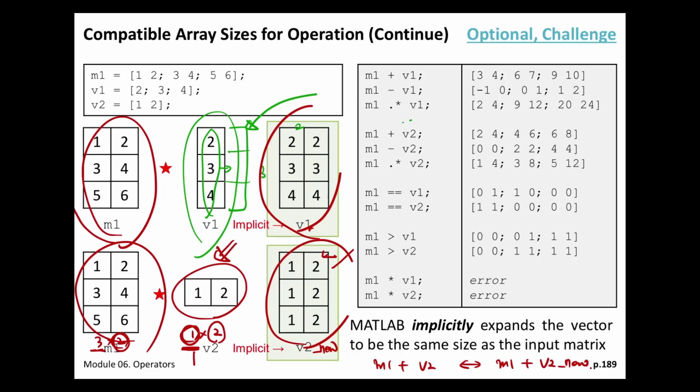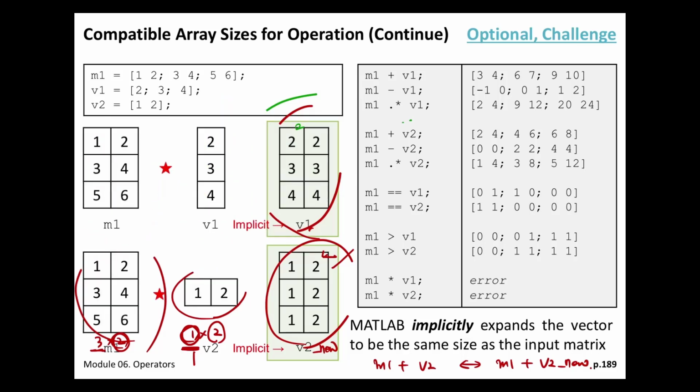multiplication. Inner dimension should be matched. For example, here there's a 3 by 2. This one is a 3 by 1, right? Inner dimension is not matched. That's why it's error. What about this one? 3 by 2 and 1 by 2. Inner dimension is not matched. So it's an error. So if you run this script, you will see these types of the runtime error.